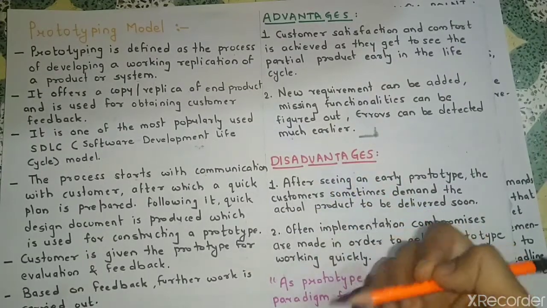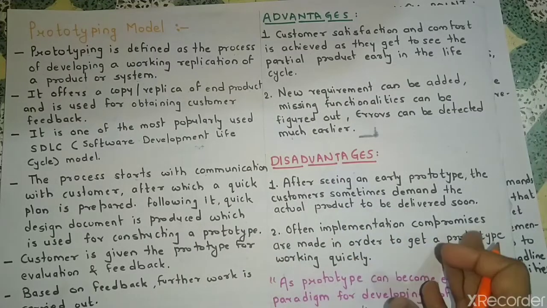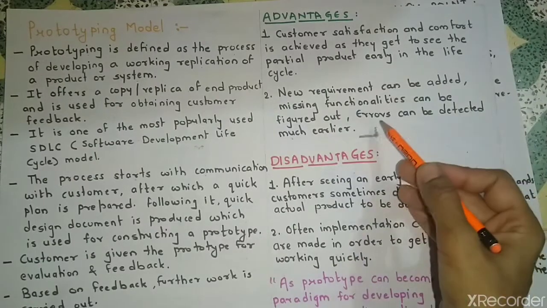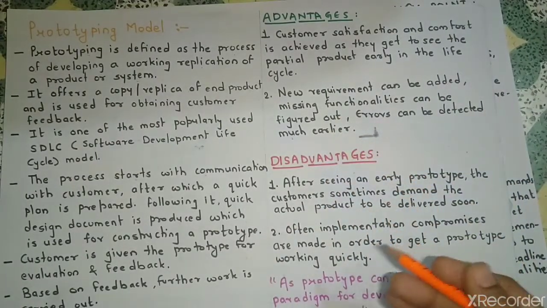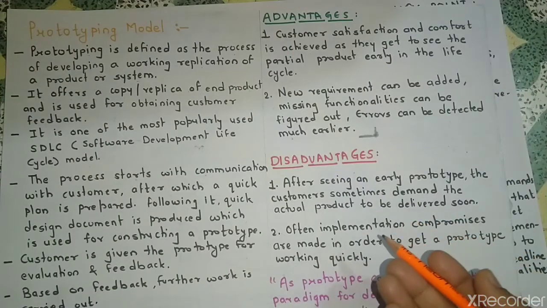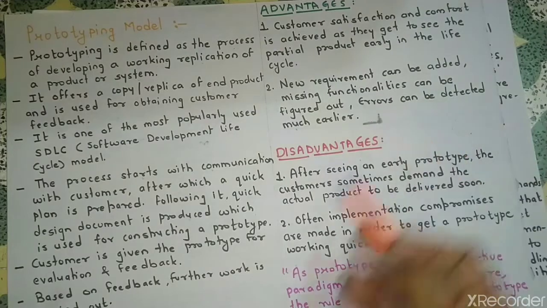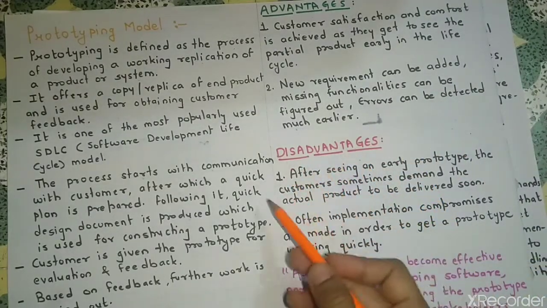Missing functionalities can be figured out because the thing is there in front of us. Okay, so it is possible for me to identify, okay, out of these options this option is not there, so this one is the missing thing, so that we can add. Errors can be detected much earlier because it is there in front of me. Evaluation is done by the customer as well as the development team. So errors can be detected earlier in the development phases. Now what are the disadvantages?